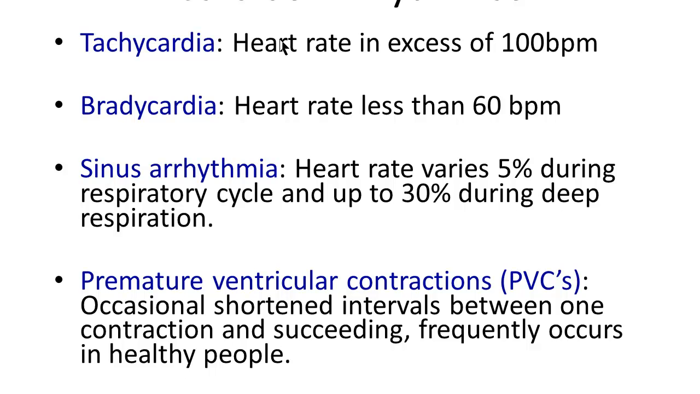Tachycardia means a high heart rate. Normal heart rate is 60 to 100, so anything under 60 or over 100 would be considered abnormal. And if it's greater than 100, we call it tachycardia. Tachy means fast. Bradycardia would be anything less than 60. So the really slow heart rate we would call bradycardia.